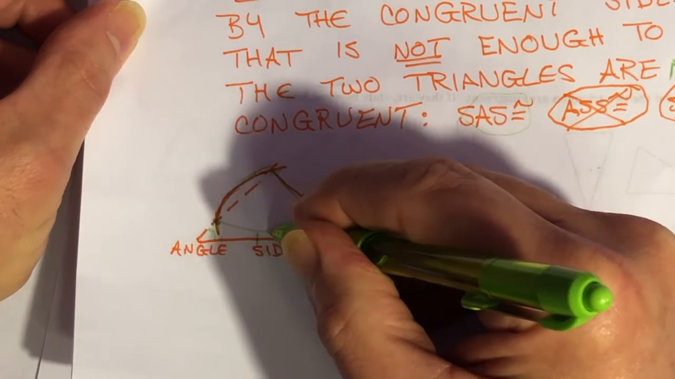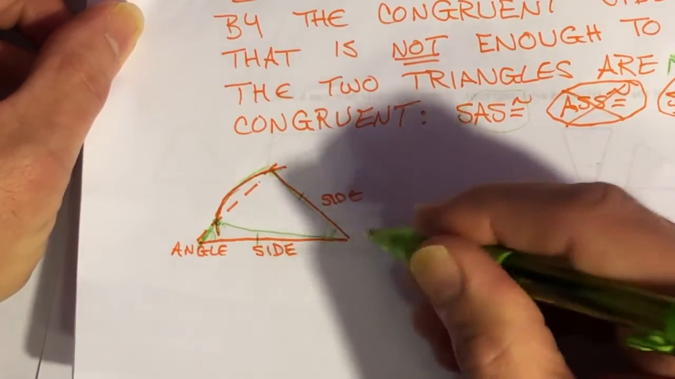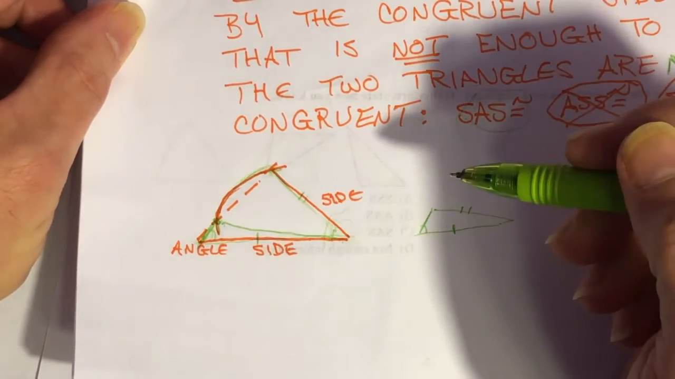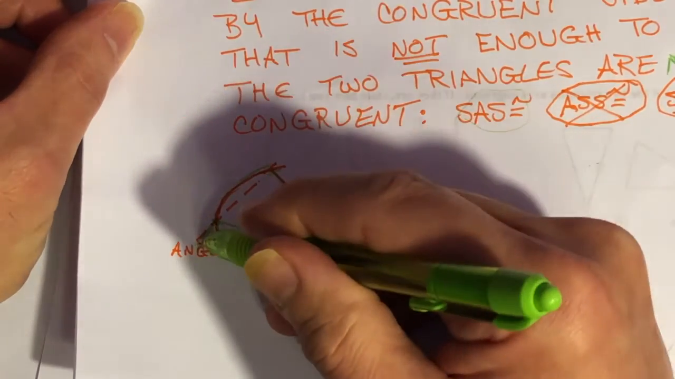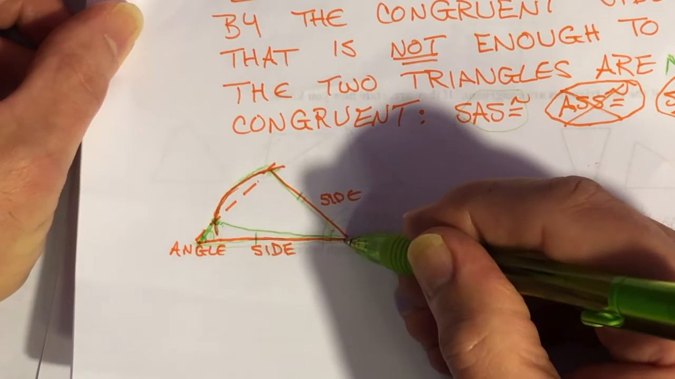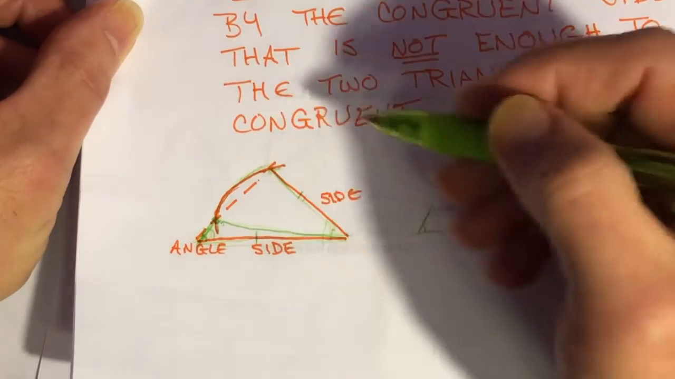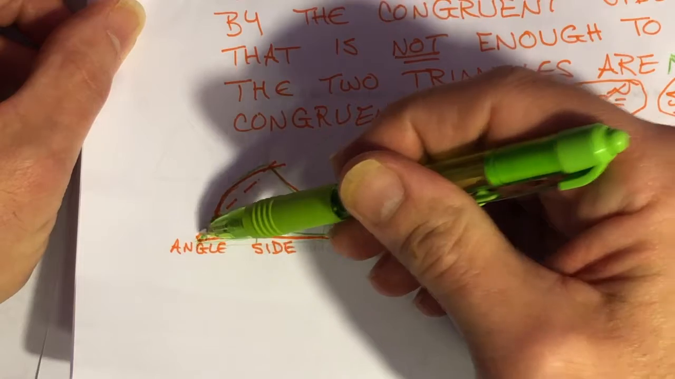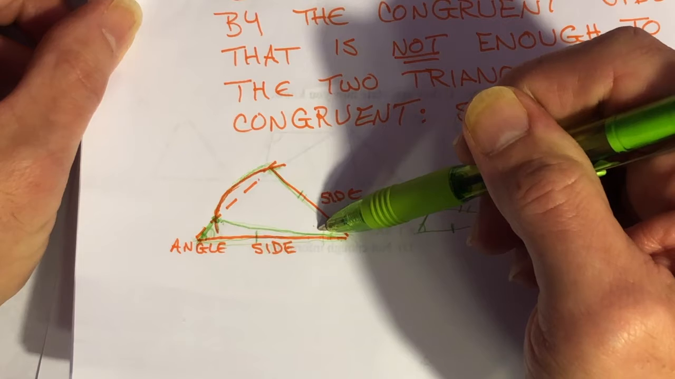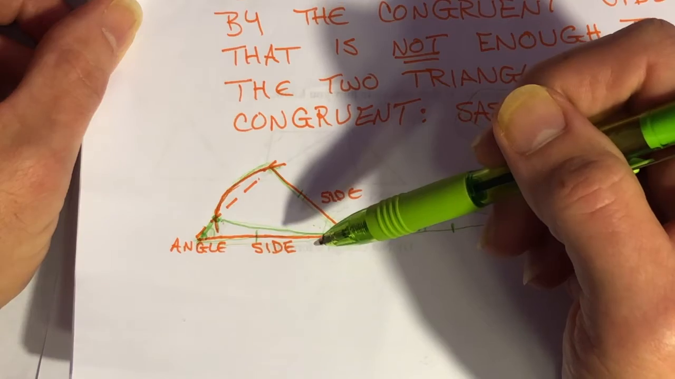What does that mean? That means that I have a triangle that looks like this, here and here and here. And it's clearly not the same shape as the orange triangle. But it has the same angle here. It has the same side length here. And it has the same side length here because this and this are congruent to each other. So even though I have angle side side, that's not sufficient to show that the two triangles are congruent. Okay? That's why angle side side doesn't work.